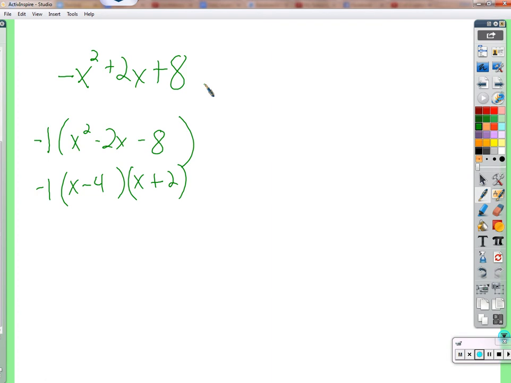All right? So the new little trick here is if there's a negative in front of the x squared, just take that negative out. So now we have the positive in front of the x squared like we like to have.